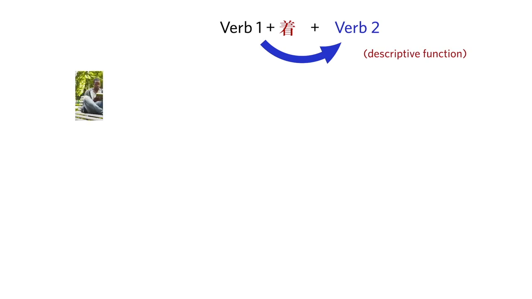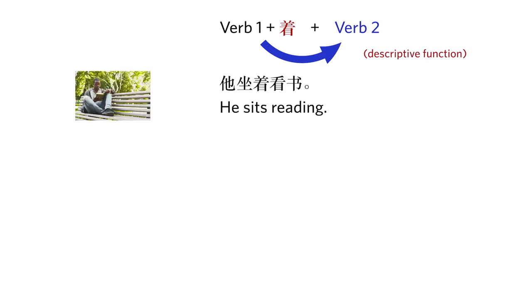For example, 他坐着看书. There are two verbs in this sentence. The first one, 坐, and the second one, 看书. So reading books, 看书 is the main action, and 坐着 tells us how he reads.